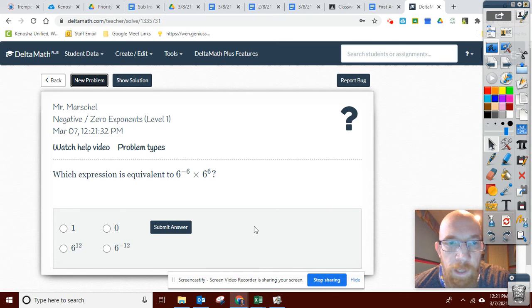All right, last problem. What is the answer to this problem? I want you to look at it. I want you to think about it. I want you to see that, hey, we've got the same bases. The base is 6. So what should we do to the exponents? And then from there, what should be our answer?